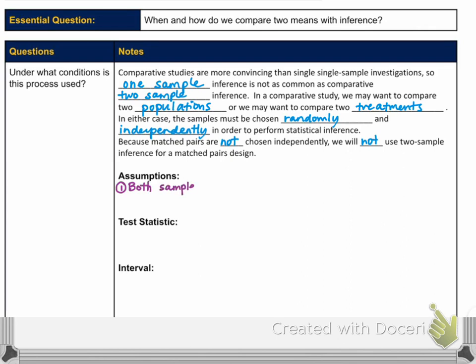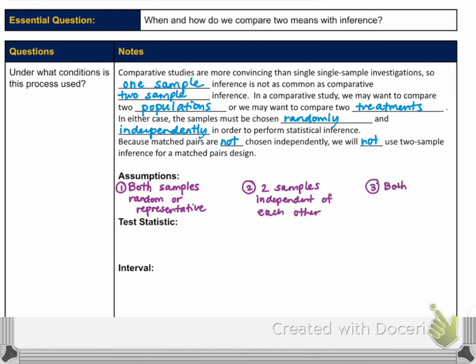So, number 1, both of your samples should be randomly chosen or representative of the populations that they're supposed to represent. Number 2, your 2 samples should be independent of each other, meaning that knowing something about one of your 2 samples shouldn't tell you anything about the other. And then 3, both of your populations should be relatively normal, in the same sort of way that you check that one population is relatively normal using a histogram. And that will tell you that you have samples that are large enough. So those 3 conditions are going to feel similar to the 3 conditions you already know. The only difference is you have to, obviously, do each one twice and make sure that they're true for 2 different samples instead of just 1.